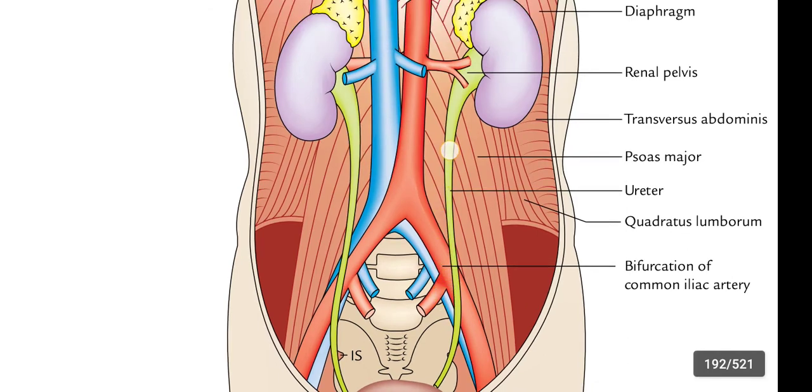See this figure. This is the right ureter and left ureter, and this artery and psoas major are present posterior to these ureters. This right ureter is related posteriorly to the psoas major and bifurcation of the common iliac artery, as well as this left ureter is related to the left psoas major and bifurcation of the common iliac artery.